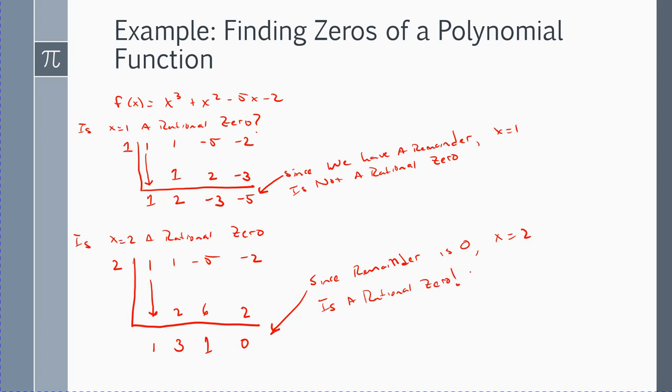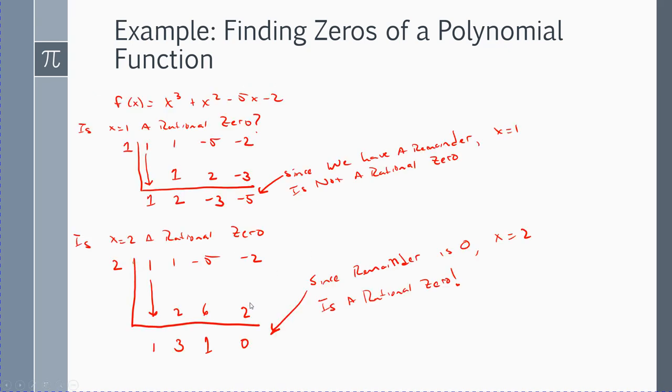Okay, boom, yes, we got it. So what does that mean? Believe it or not, we're almost there. Let me go to the next slide here. So we had our function. Since this is a rational 0, notice that when I perform the synthetic division, I'm left with 1x squared plus 3x plus 1.